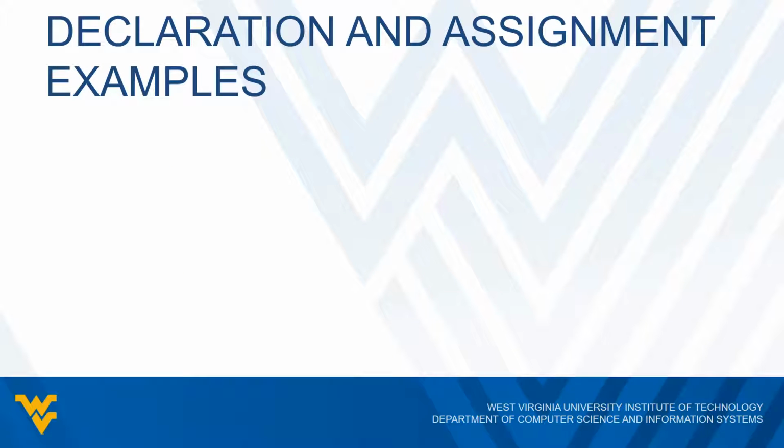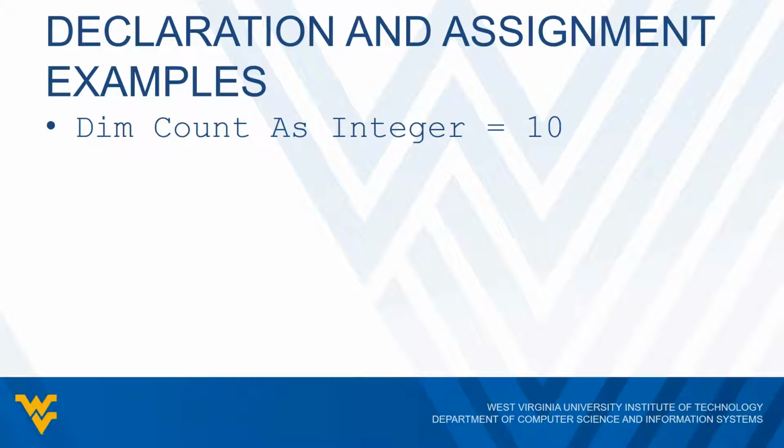We'll take a look at a couple more examples of declaration and assignment statements just to make sure we have a really good feel of how to use them in Visual Basic. All these statements are perfectly valid. I just want to make sure that you understand that. I'm not going to ask you, is this statement valid or invalid? They're all perfectly valid. So I can have a statement like this, dim count as integer equals 10, which we kind of already saw.